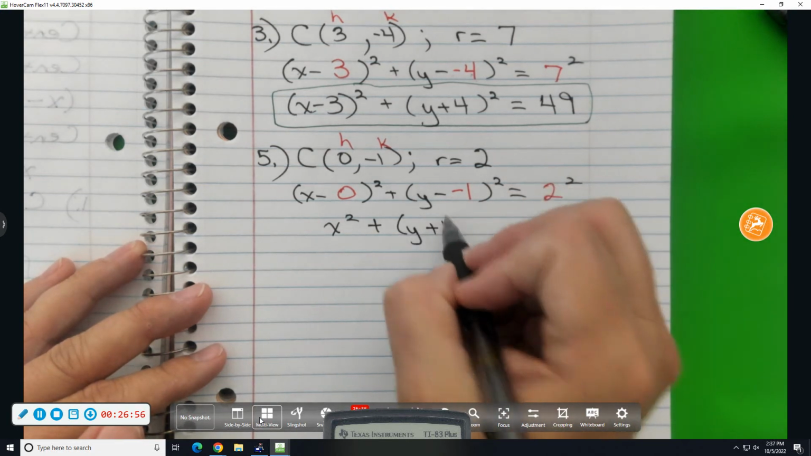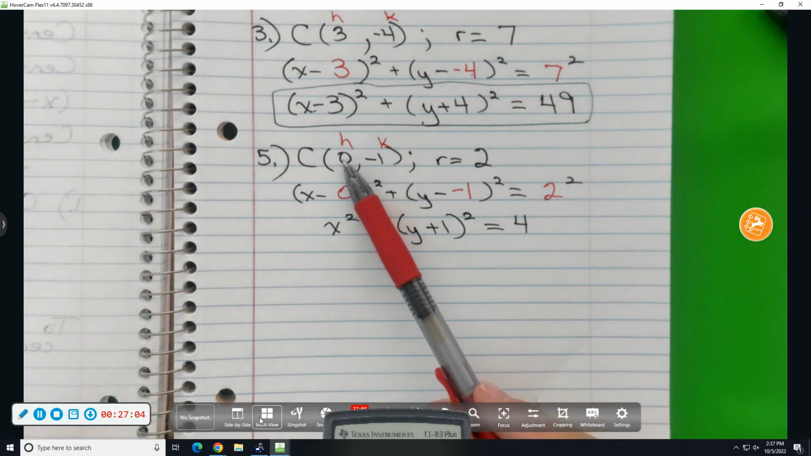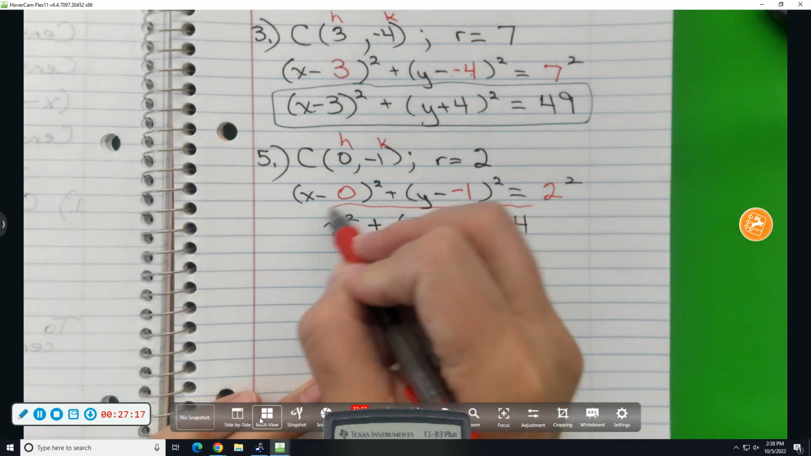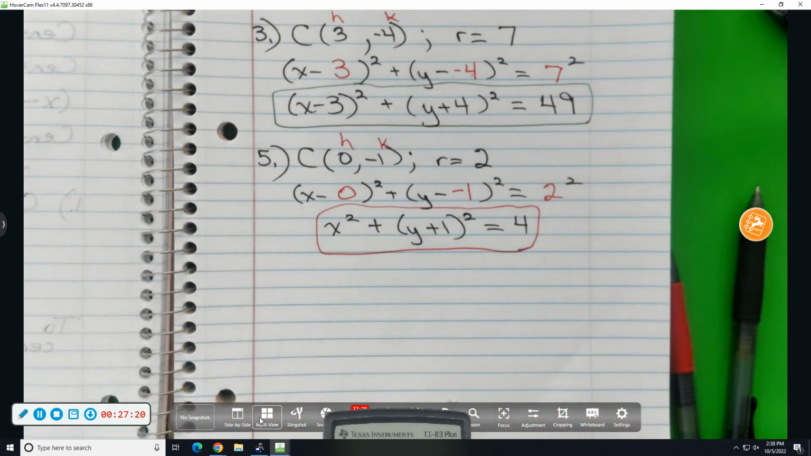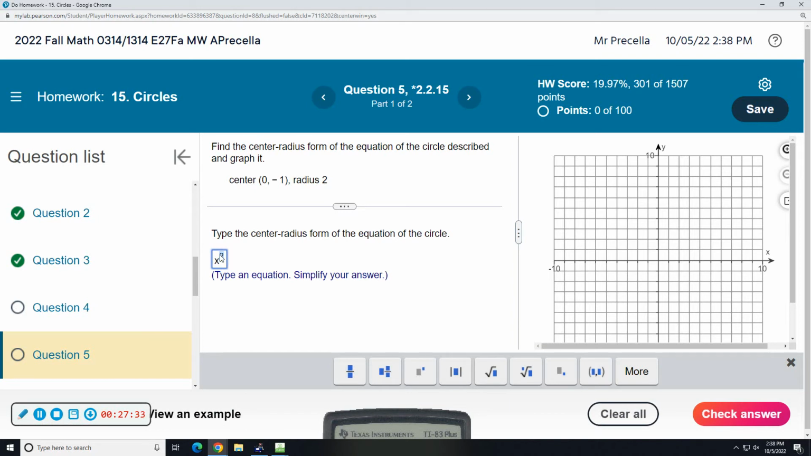Okay, and 2 squared is 4. So notice, if the center has one of the coordinates as 0, then you just have the variable squared for that coordinate. There's my final answer. So we have an X squared, get out of the exponent, plus, left parentheses, Y plus 1 squared equals 4. Is that what I wanted to type? Yeah.